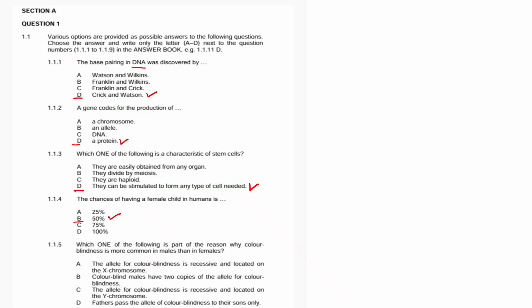Now 1.1.5: which one of the following is part of the reason why color blindness is more common in males than in females? The allele for color blindness is recessive and located on the X chromosome, right? So that's why color blindness is more common in males than in females. It is because the allele for color blindness is recessive and it is located on the X chromosome.